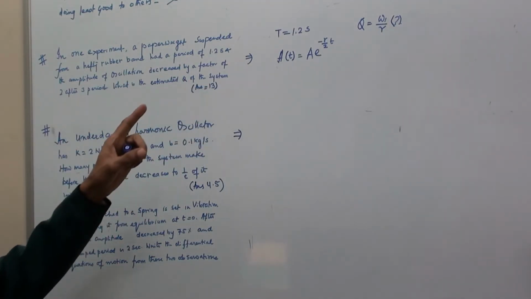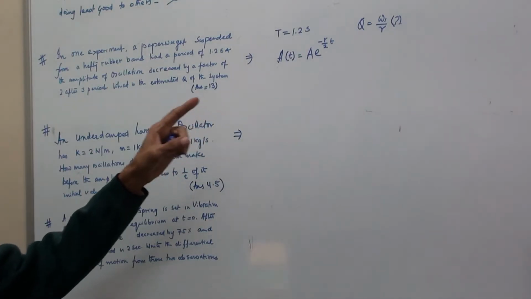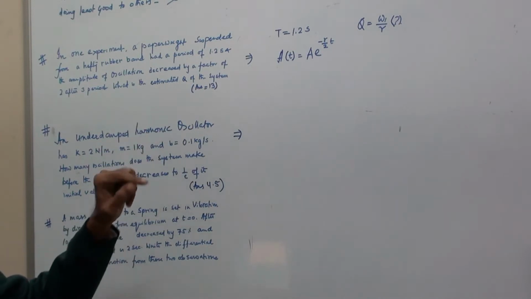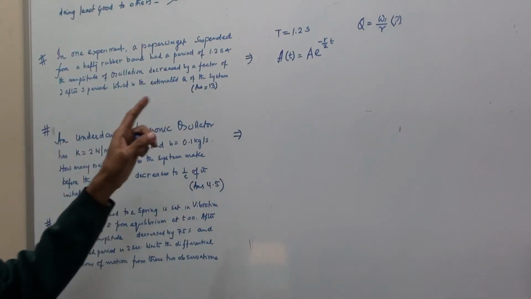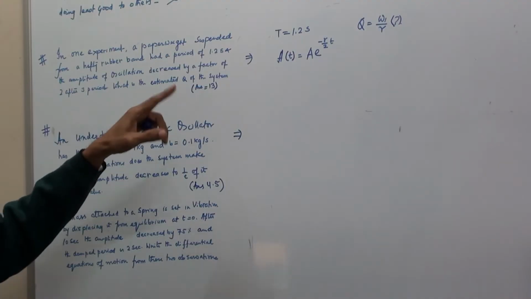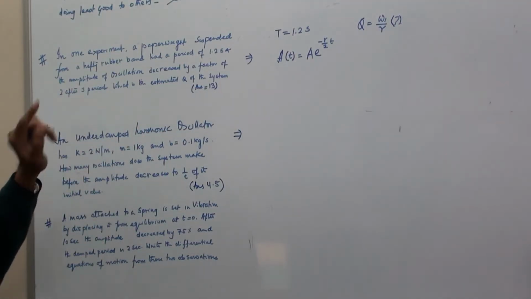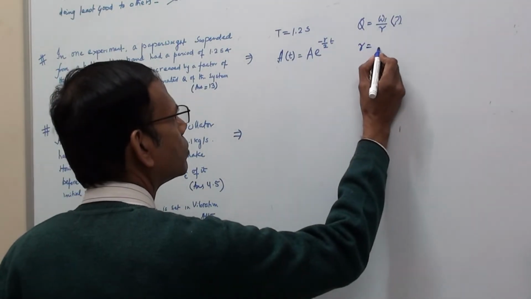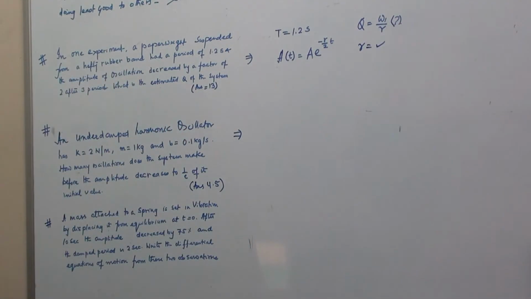And you have to take the ratio, that means the amplitude at time t equal to 0 divided by the amplitude after 3 periods. At t equal to 0, the amplitude will be maximum. After 3 periods it will decrease, and that ratio is equal to 2. From there you can calculate the value of gamma. The moment you get gamma, easily you can calculate Q, because omega 1 is 2 pi by T, and T is given to you. So you can calculate the value of the quality factor Q.